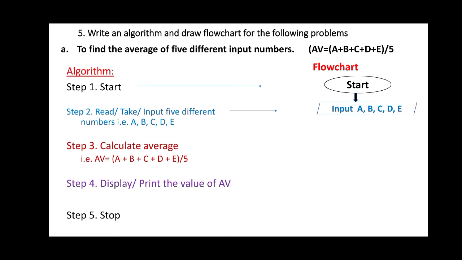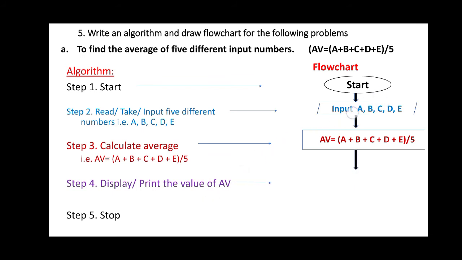And then for calculation, step 3, we use an arrow, and the calculation is a rectangular box. Again we use an arrow for step 4. Step 4 is output, so we use the input output box again. And again a flow line, and then step 5 will be an oval again. So start and stop use the oval symbol, input output is a parallelogram, and processing is a rectangular box.